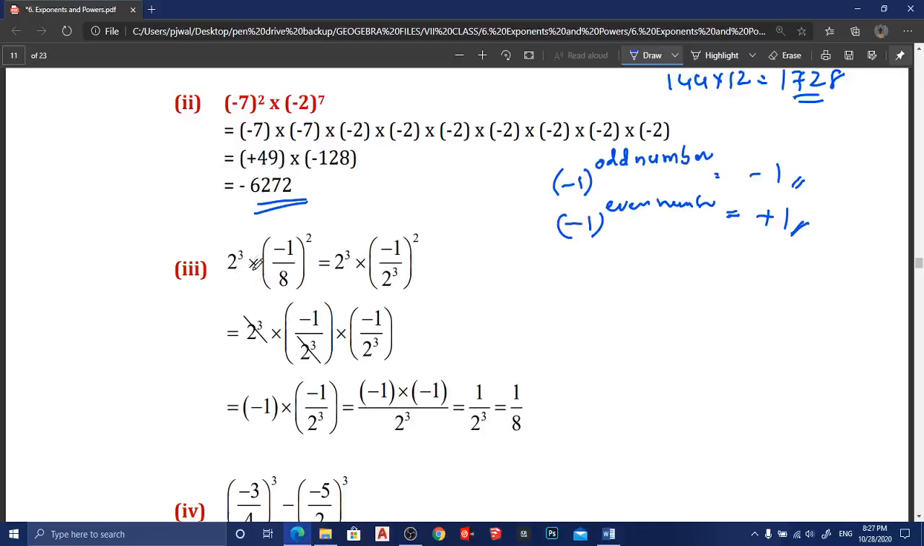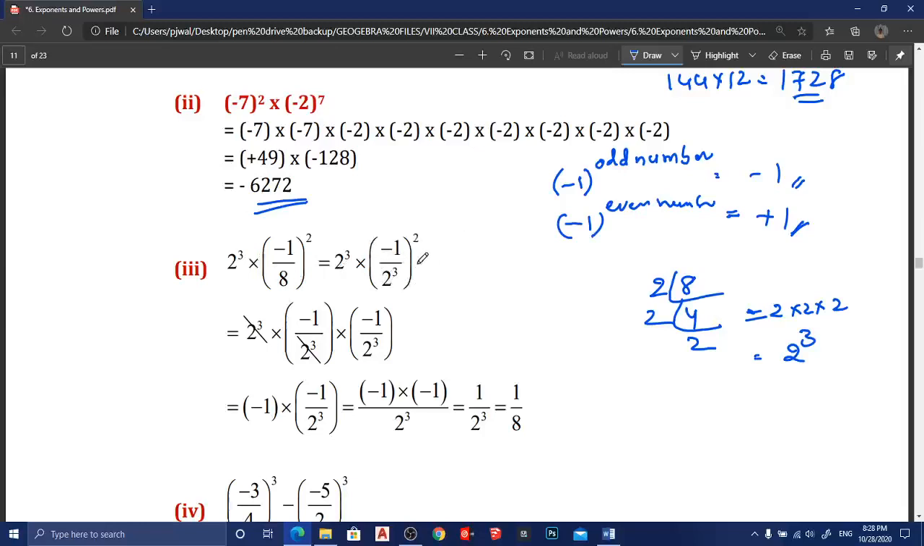2 cube into minus 1 by 8 whole square. How to simplify this first? You know the prime factorization of 8. Find out the prime factors of 8 here. 2 4s are 8, 2 2s are 4. 2 into 2 into 2 is 8. So how can you write this in exponential form? 2 cube. Already here 2 cube is there. You can write 8 again as 2 cube. So minus 1 by 2 cube whole square here.